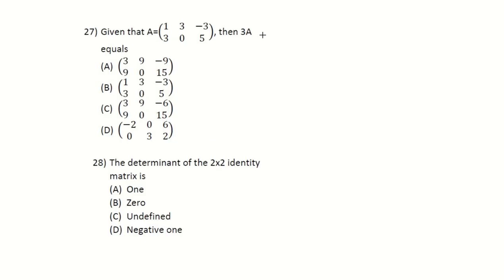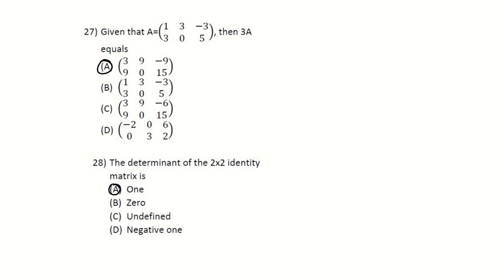Now we want to know this is 3A. We did this already, so similar. We're looking for 3, 9, and negative 9. That's A so far. That's the only one that has negative 9. So the answer is A. This one here, the determinant of a 2 by 2 identity matrix is 1. 0 is a singular matrix.